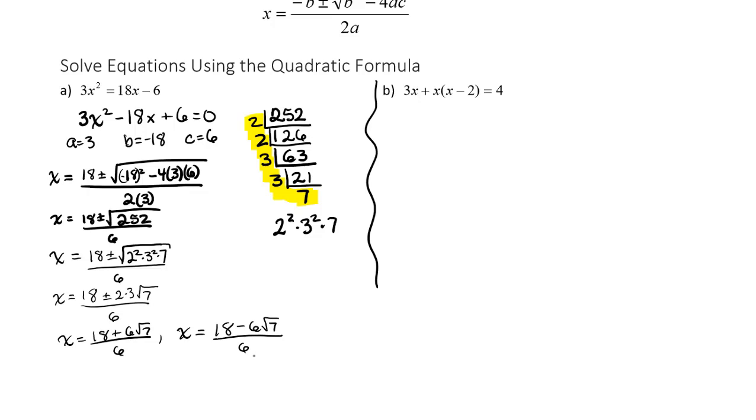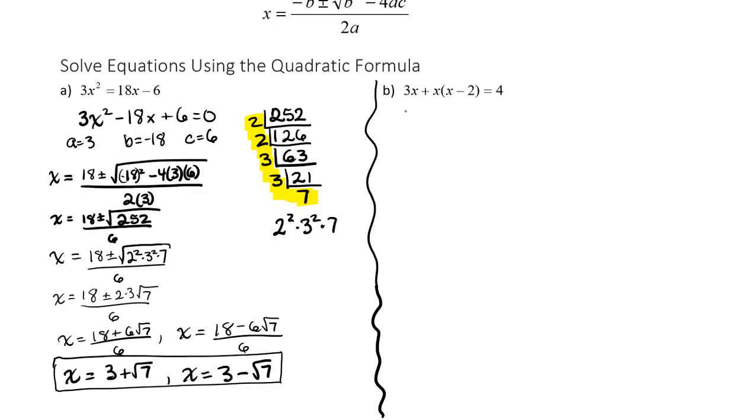We are not done because at this point you probably noticed that there is a common factor in the numerator and denominator. 18 divides by 6 and so does 6 root 7. So I have x is equal to 3 plus root 7 and x is equal to 3 minus root 7. Those are my two solutions.